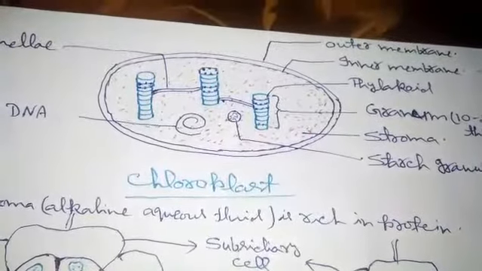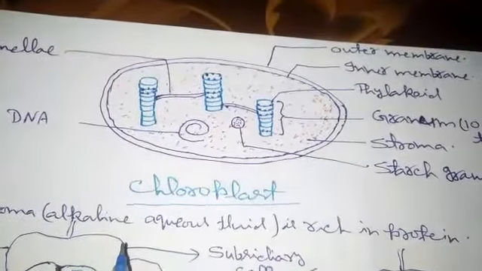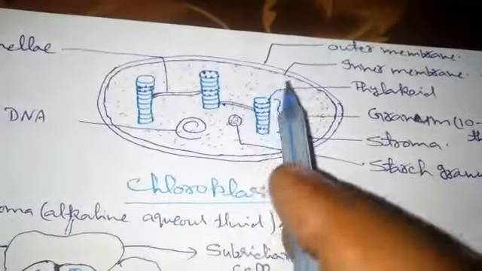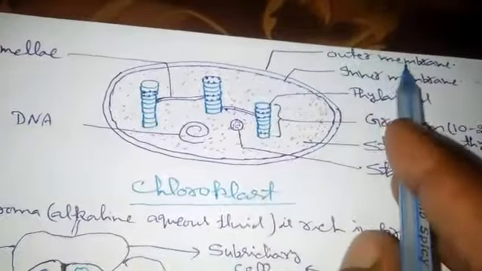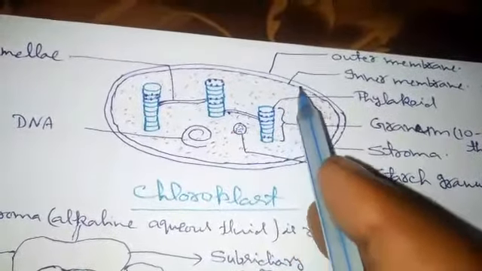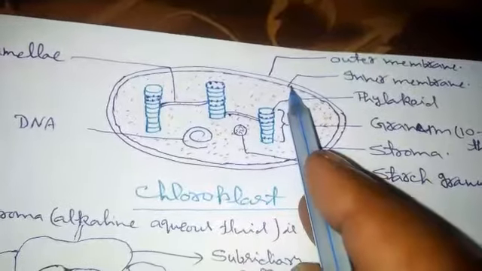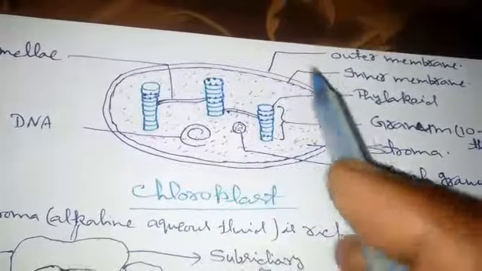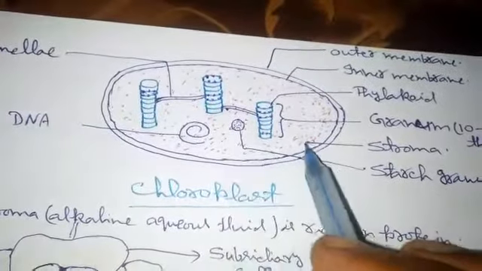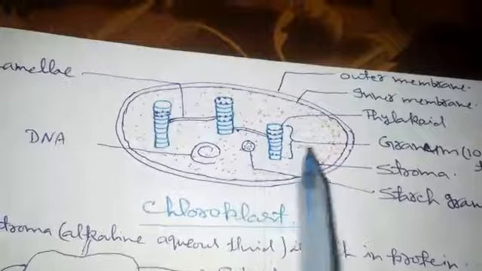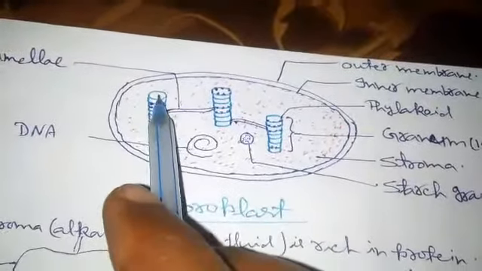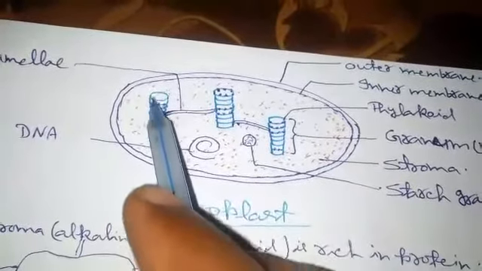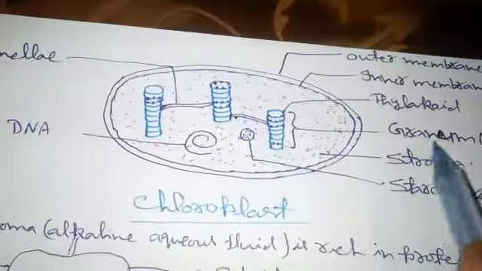Now we study about the chloroplast. Chloroplast is a site of photosynthesis. It is a double membrane structure. One is the outer membrane which is present outside of the chloroplast, and the other is the inner membrane which is present inside of the chloroplast. Between the membranes a liquid-like structure is present which is called stroma, and in this stroma disc-shaped or coin-shaped structures are present which are arranged one above the other and form a structure which is called granum.